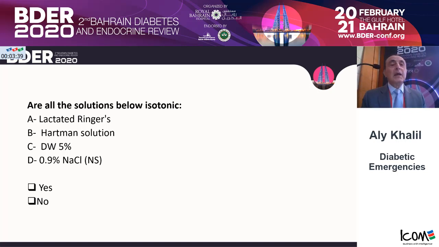Someone comes with high sugar. Lactated Ringer, Hartmann solution, D5W, 0.9 normal saline. Are all the solutions isotonic? Yes or no? Let's take it by lactated Ringer, isotonic, raise of hand. Yes. Hartmann solution isotonic? Yes. D5W isotonic? No one. Normal saline isotonic? Yes. Okay. Well, effectively, all of them are isotonic. All have the same tonicity as plasma.